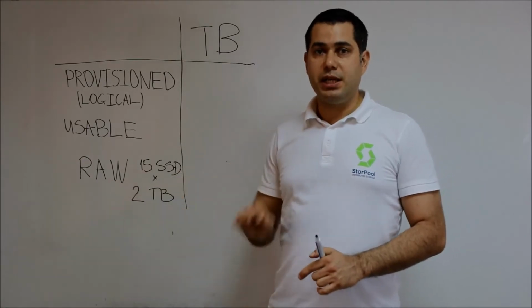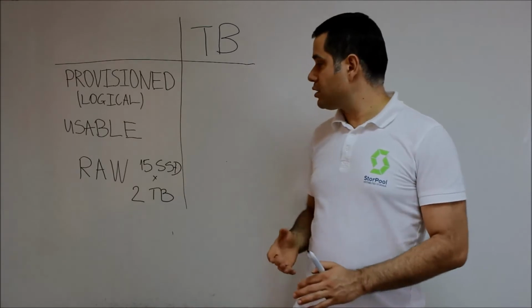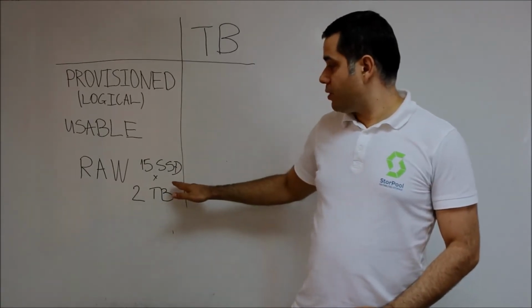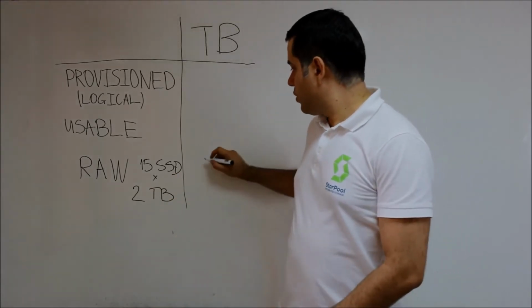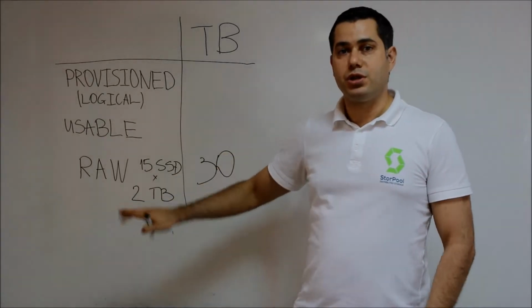The raw capacity is the actual storage capacity that you have in the system based on the devices that are in the storage system. Here we take an example of 15 SSDs, 2 terabytes each. So this would give you 30 terabytes of raw capacity in the storage system.